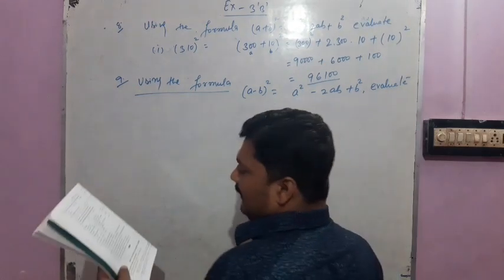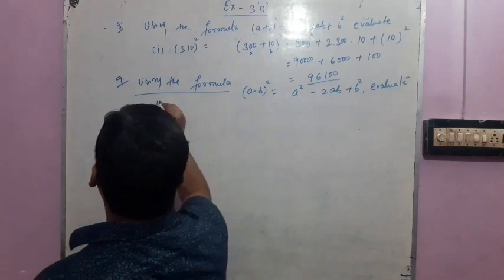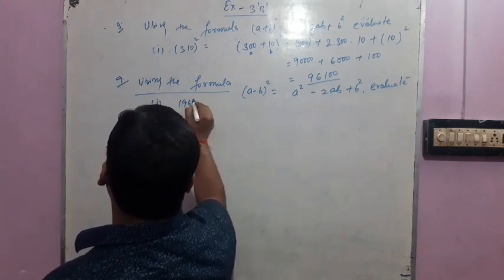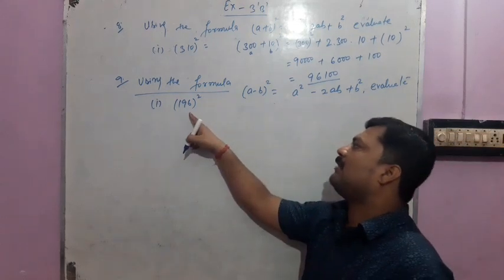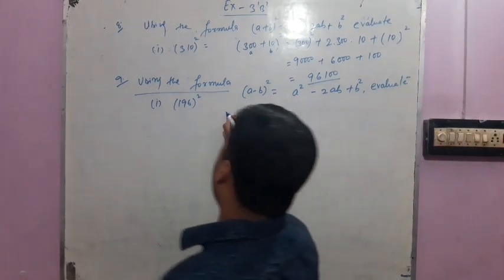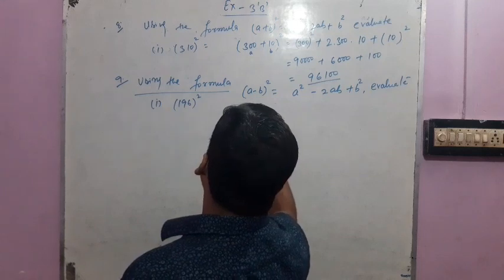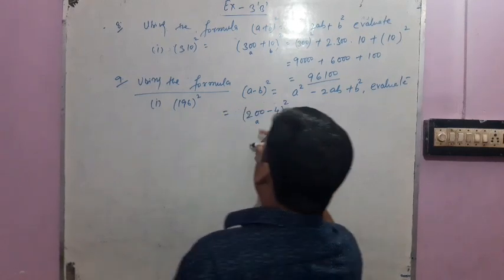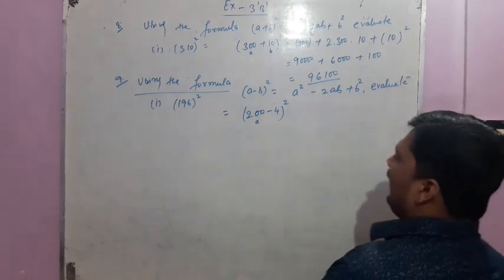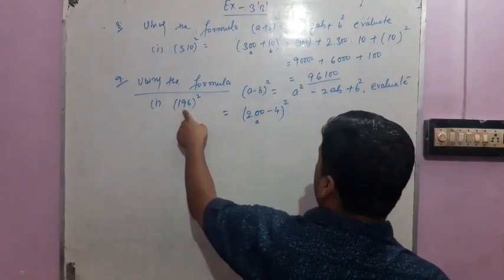We have to evaluate, what we have to evaluate? We have to evaluate the square of 196. Now 196 we have to write in the nearest form, means 200. We can also write it as 200 minus 4 whole square. Now student, consider 200 as A. If you subtract 4 from 200, you will get 196.